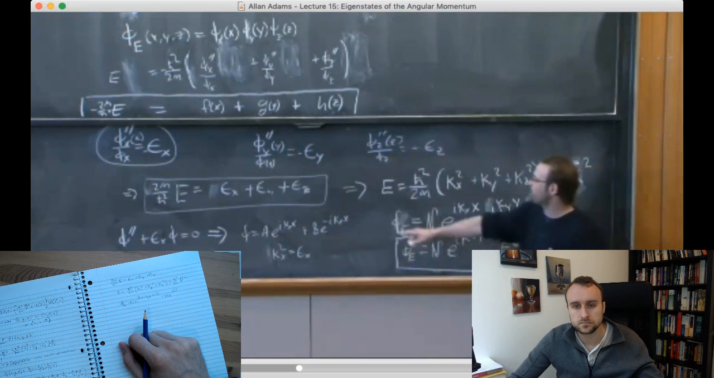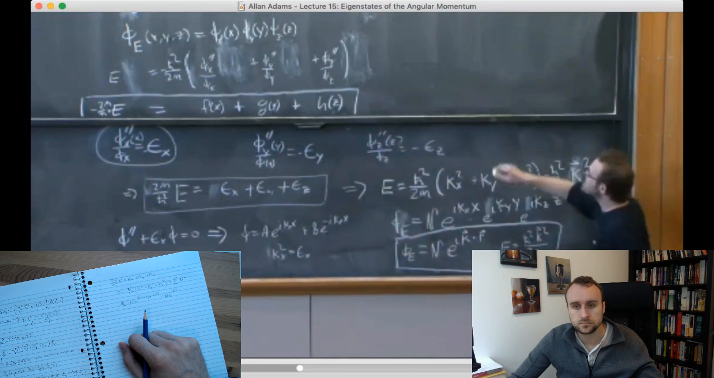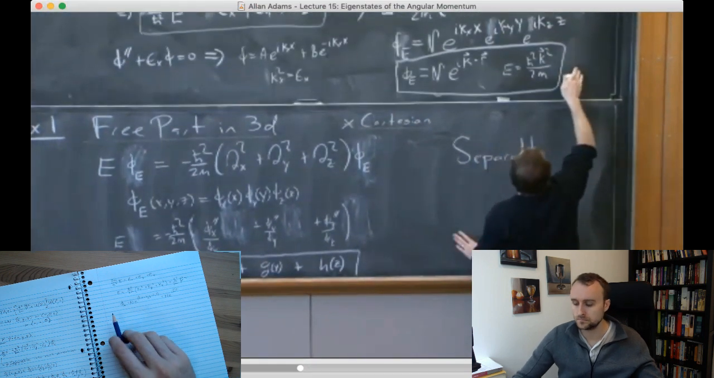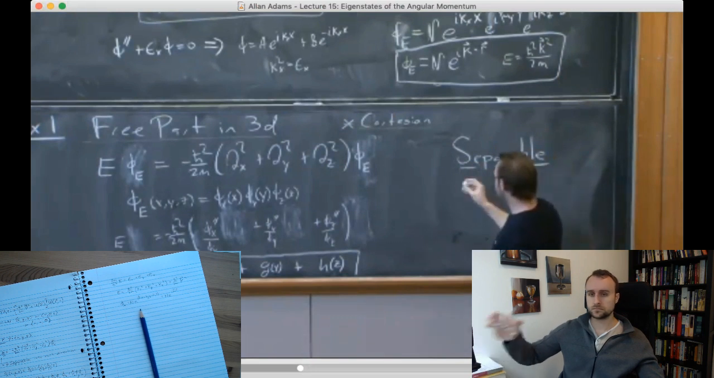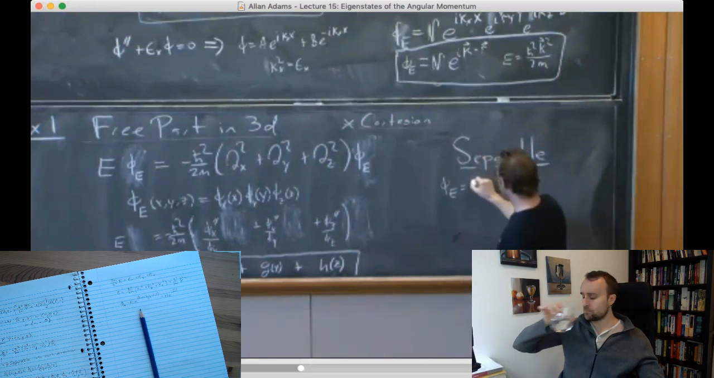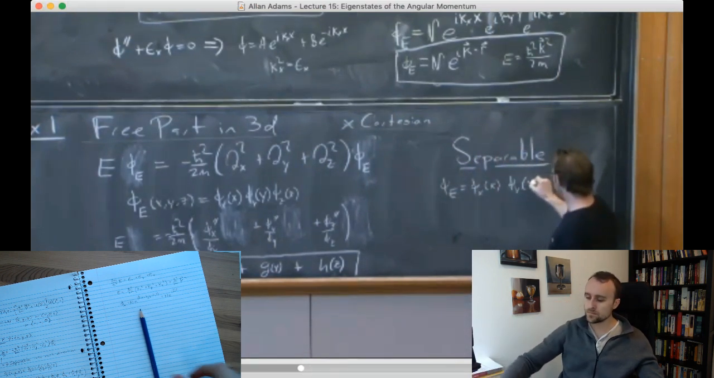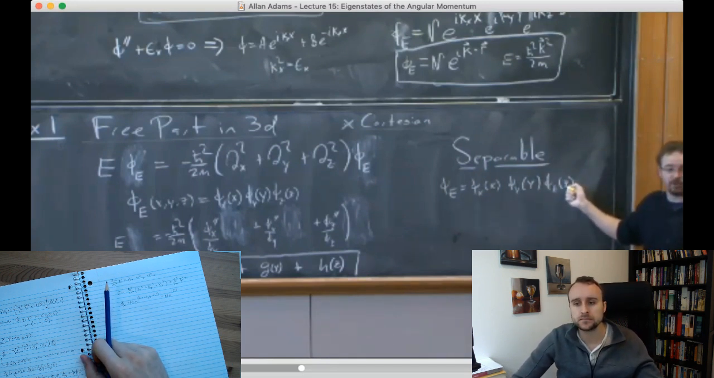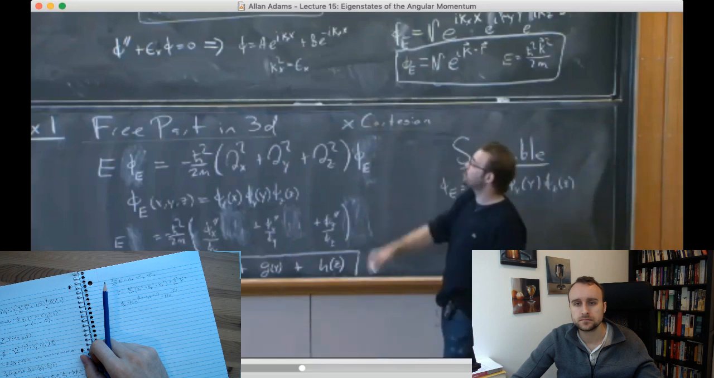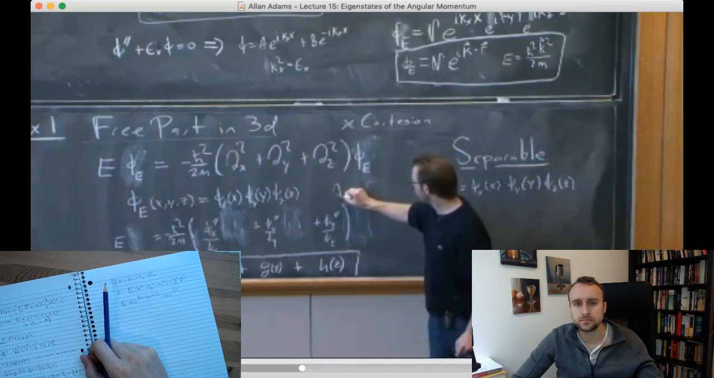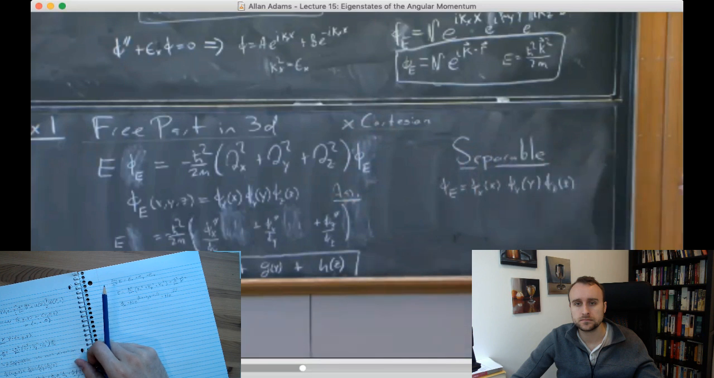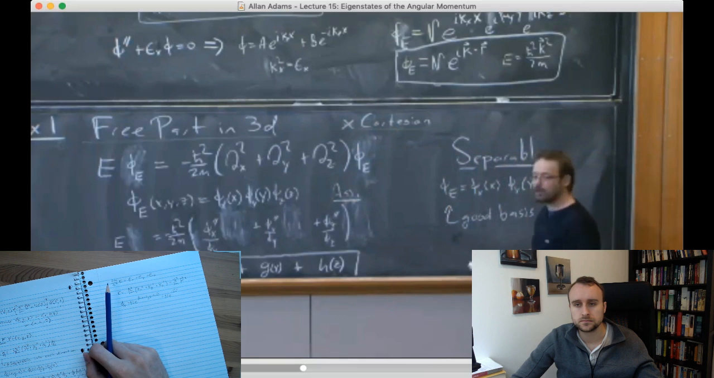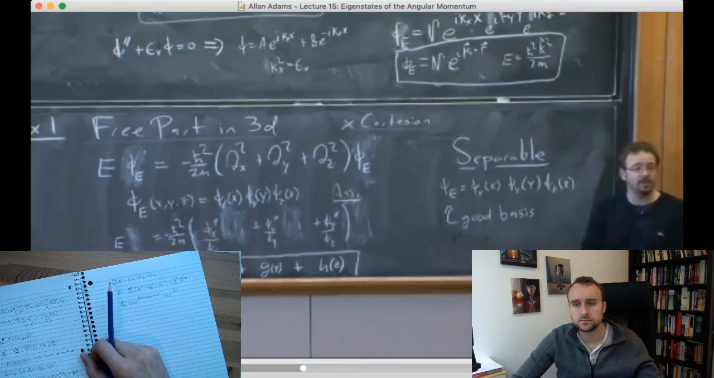And here's an important lesson from the theory of these separable equations: if I have a separable equation, and I find a separated solution, phi is equal to phi x of x, phi y of y, phi z of z, not all solutions of the equation are of this form. I had to make that assumption. I said, suppose it's of this form. Right here. So this is an assumption. However, these form a good basis.